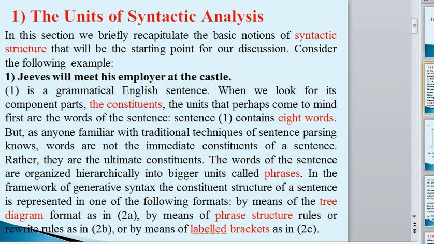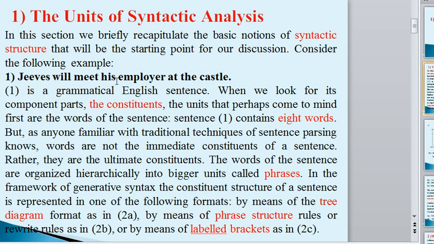So in this session we briefly recapitulate the basic notions of syntactic structure that will be the starting point for our discussion. Consider the following example. Number 1, Jeeves will meet his employer at the castle. You see here, sentence 1 is a grammatical English sentence because each word is in its place: the subject, the verb, the object, and the prepositional phrase.